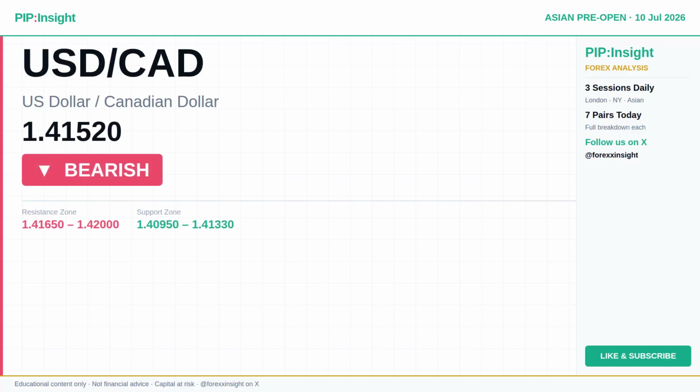Dollar Canada. The chart is showing bearish structure on this session. The 4-hour trend is to the downside and the 1-hour is also pointing lower. Resistance is marked between 1.4165 and 1.42. Support is marked between 1.4095 and 1.4133. Here is the full chart breakdown.